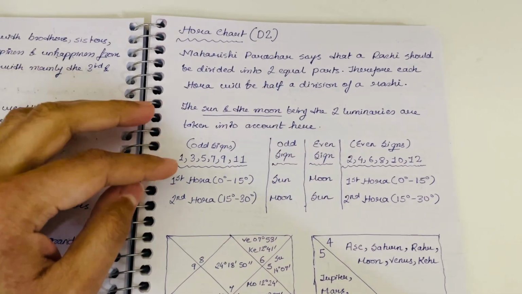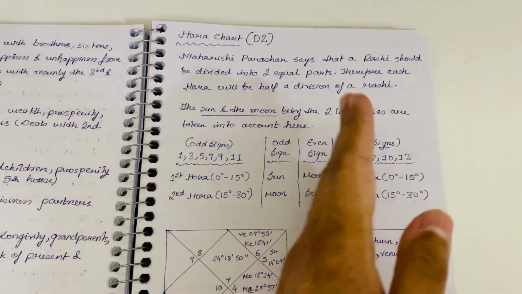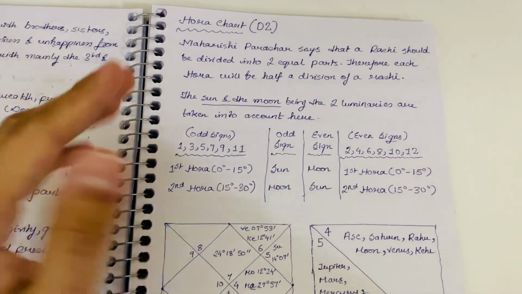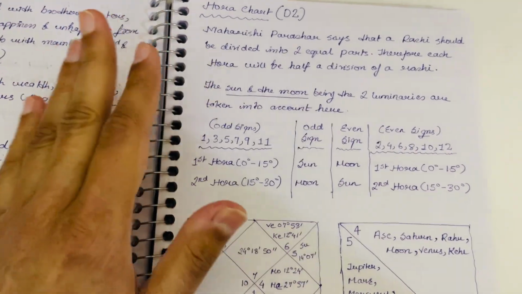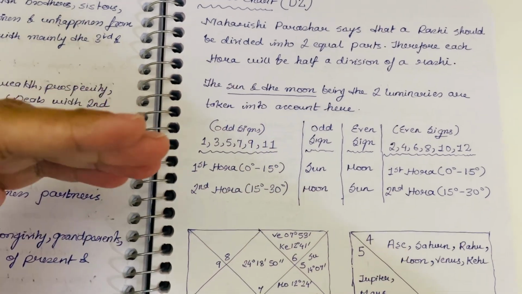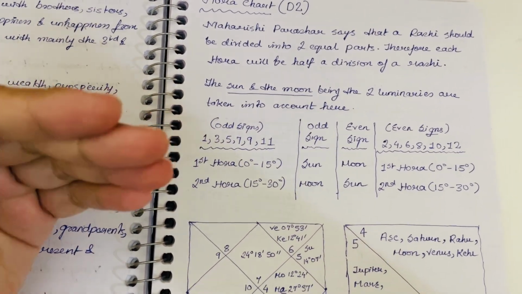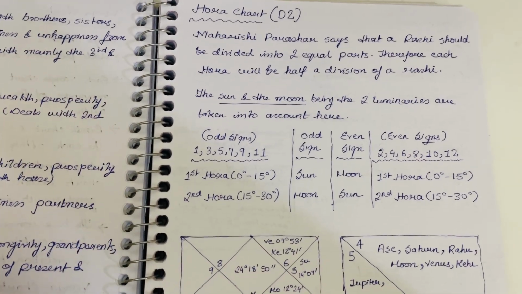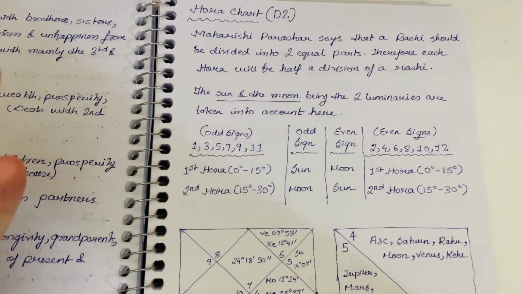Okay, so now each of these two bifurcations are further divided into two categories. Now let's only consider one. Let's go with the odd sign. All the odd rashis are bifurcated or divided into two parts. One is the first hora and the second is the second hora.